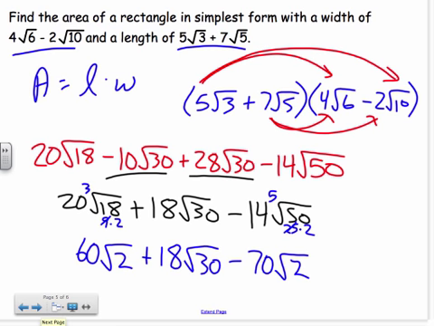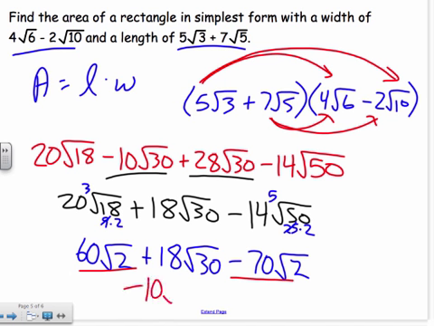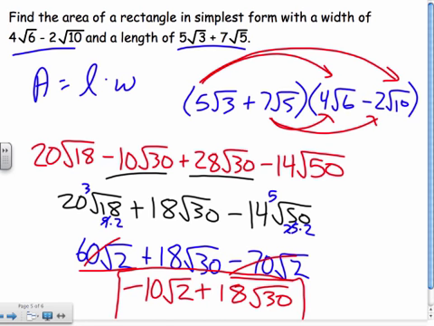Oh boy, I still got square roots of 2 now. So some of these might take a while. So let's combine our square roots of 2. So 60 root 2 minus 70 root 2 leaves me with negative 10 square roots of 2. And bring down my 18 times the square root of 30. And there we're done. So negative 10 times the square root of 2 plus 18 times the square root of 30. And I guess if you want to label, you could say units squared since it's area, but I'm not too concerned about that.